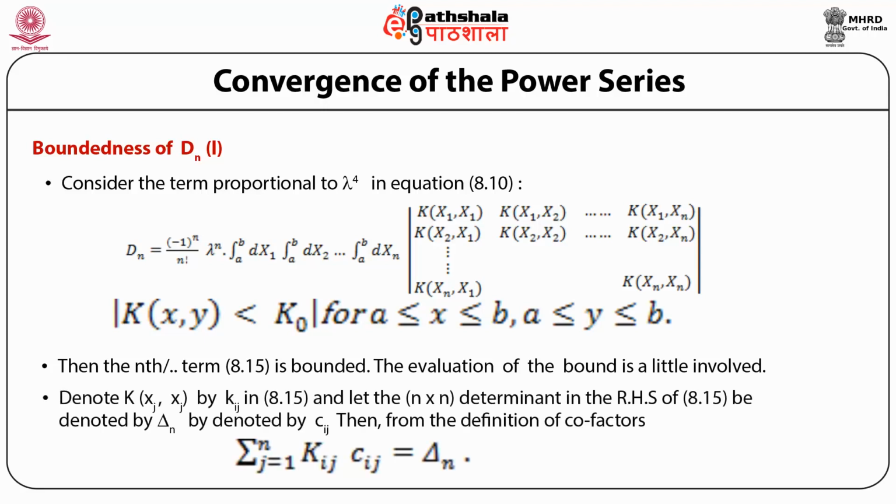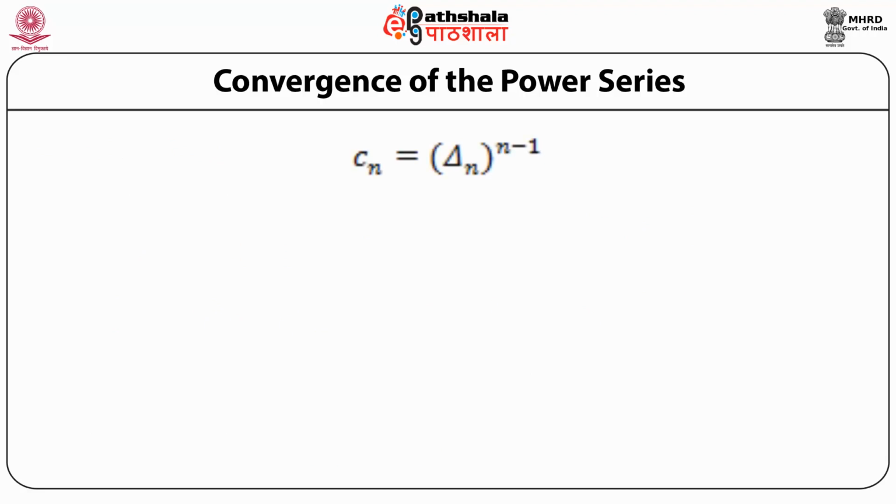Now denote K(x_i, x_j) by K_ij, and let the n by n determinant on the right hand side be denoted by delta_n, with cofactors C_ij. Then from the definition of cofactors, the sum of K_ij C_ij over j from 1 to n is equal to delta_n. Now the n cross n determinant whose elements are C_ij we call C_n. Thus from the theory of determinants, C_n is delta_n to the power n minus 1.